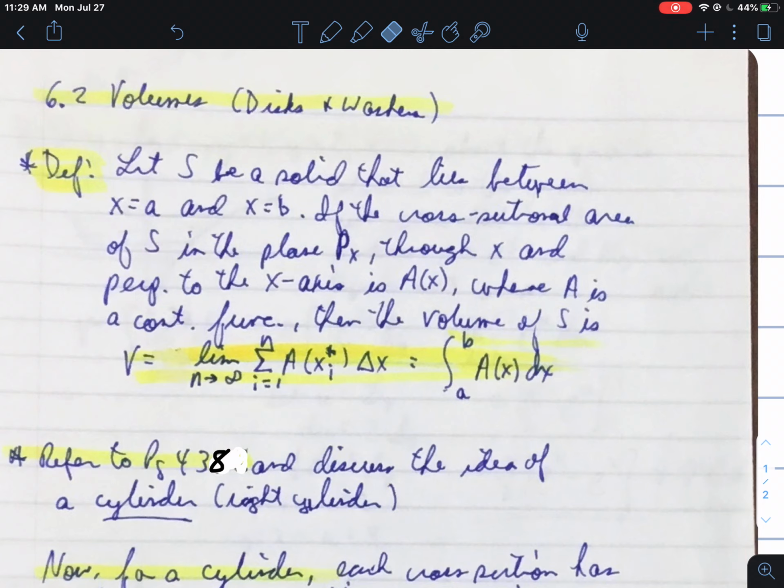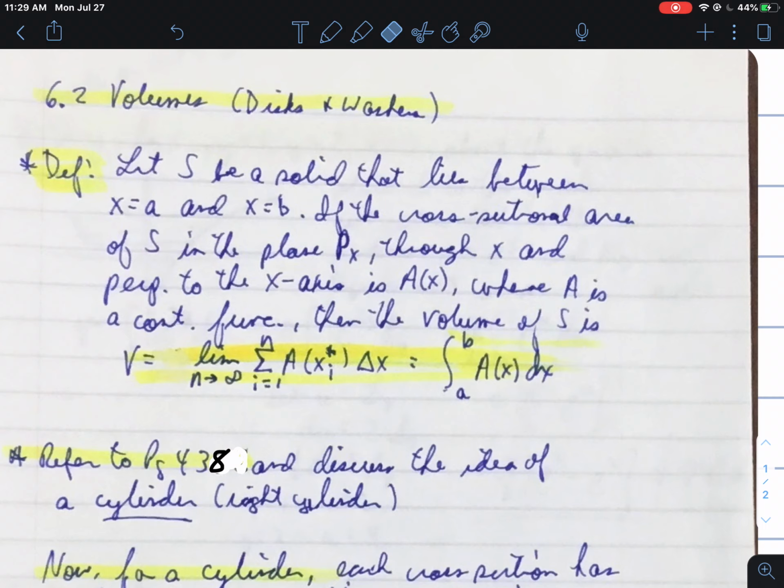We're going to let S be a solid that lies between the lines x equals a and x equals b. And we're going to take a cross-sectional area of that solid in the plane P sub x through x and perpendicular to the x-axis. And if the area is A of x, A is a continuous function. There's our good old continuity as usual. Then we can calculate the volume as follows.